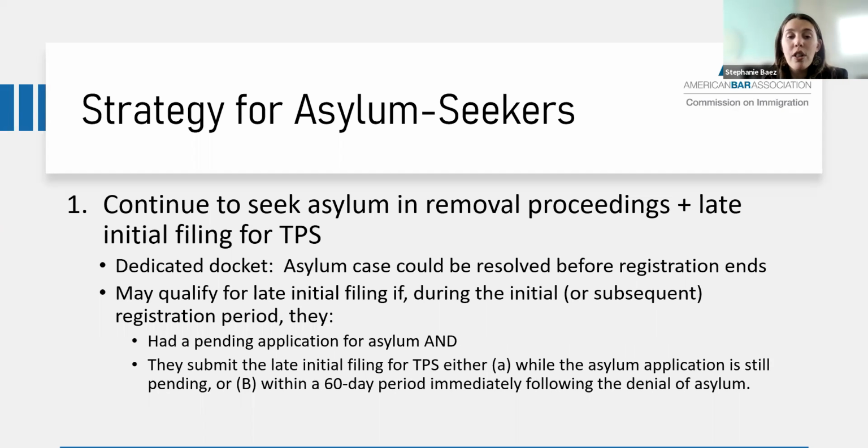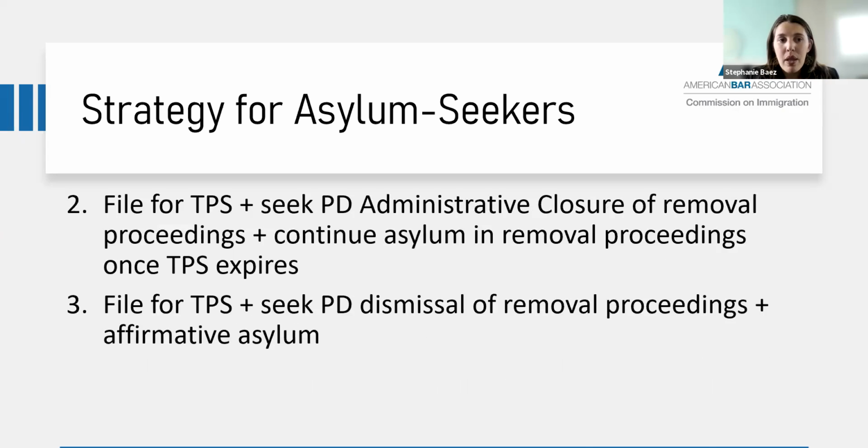And your client may qualify for late initial filing of TPS. To qualify for this, they need to be able to show that during the initial registration period, they had a pending application for asylum, and then they have to submit their filing either while the asylum application is still pending or within 60 days immediately after that application for asylum is denied. So as long as they're following those guidelines, they can decide to wait and pursue TPS after the outcome of their asylum case in immigration court.